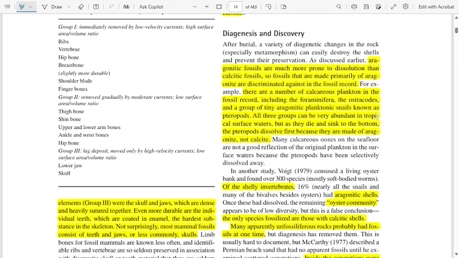For example, there are a number of calcareous plankton in the fossil record, including the foraminifera, the ostracods, and a group of tiny aragonitic planktonic snails known as pteropods. All three groups can be very abundant in tropical surface waters, but as they die and sink to the bottom, the pteropods dissolve first because they are made of aragonite, not calcite. Many calcareous oozes on the seafloor are not a good reflection of the original plankton in the surface waters because the pteropods have been selectively dissolved away.